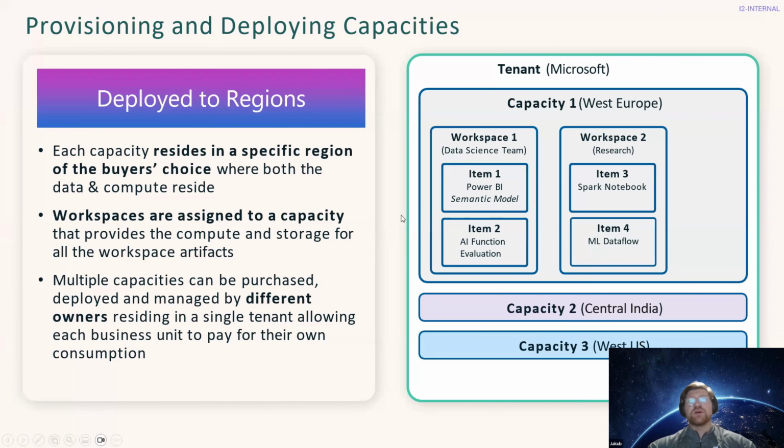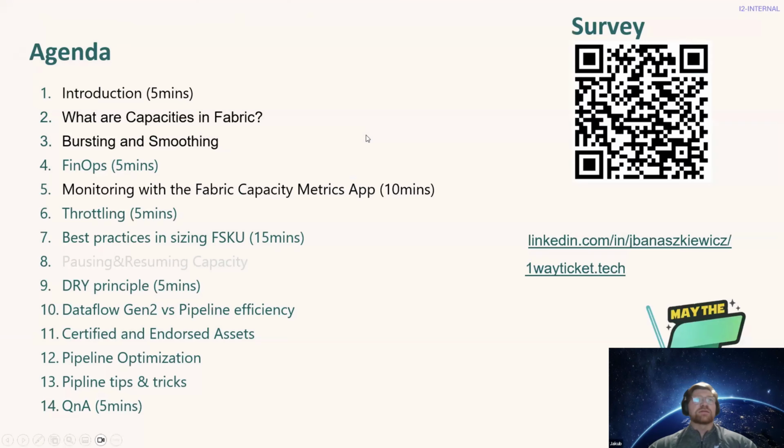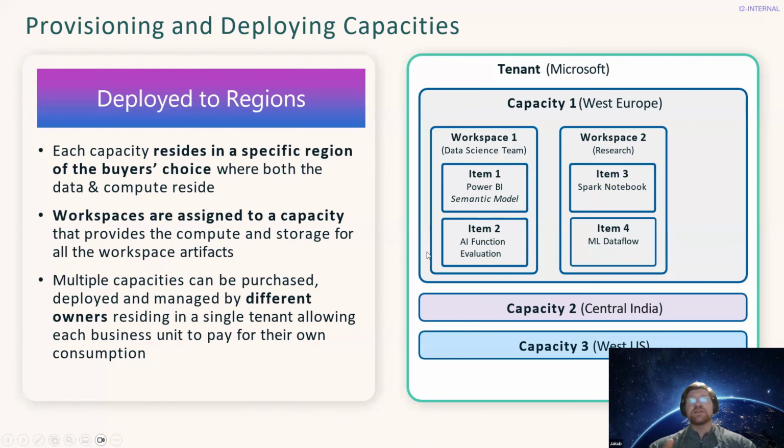It is important to let you know that you can have more than one capacity in Fabric and split the computation among them. Each of them resides in a specific region. It's usually best to choose the region which is the closest to you. And each of the workspaces which you work in is assigned to a specific capacity, if you want them to have Fabric items available.